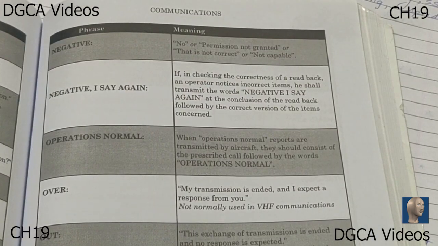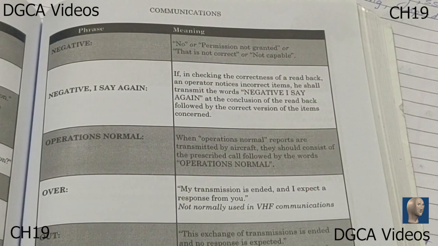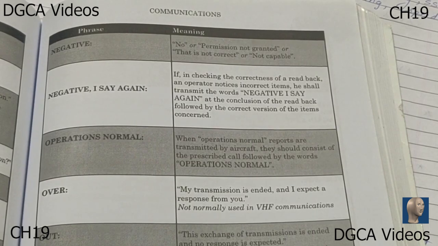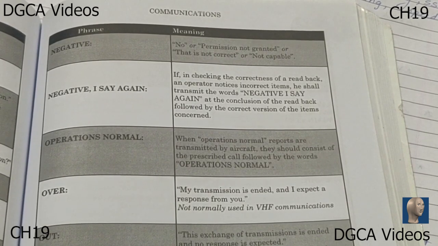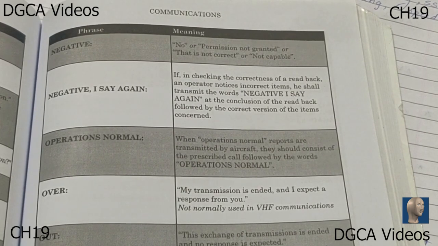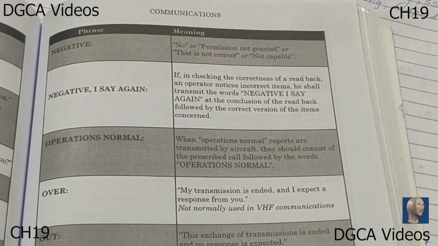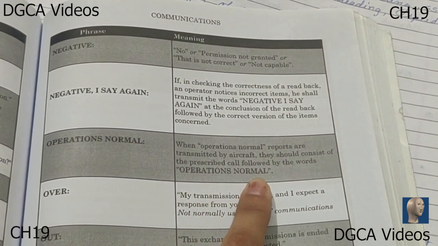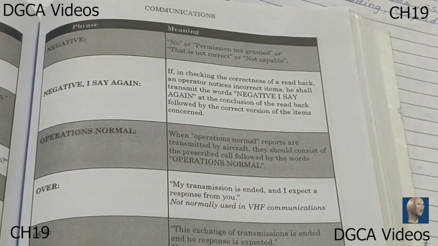Negative means no or permission not granted or not capable, or that is not correct. Negative, I say again, if in checking the correctness of the readback an operator notices incorrect items, he shall transmit the words negative, I say again, at the conclusion of the readback, followed by the correct version of the items concerned. Then operations normal. When the operations normal reports are transmitted by the aircraft, they should consist of the prescribed call followed by the words operation normal.